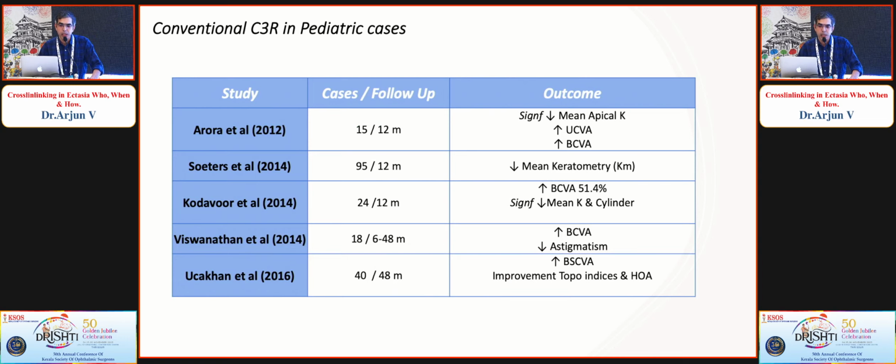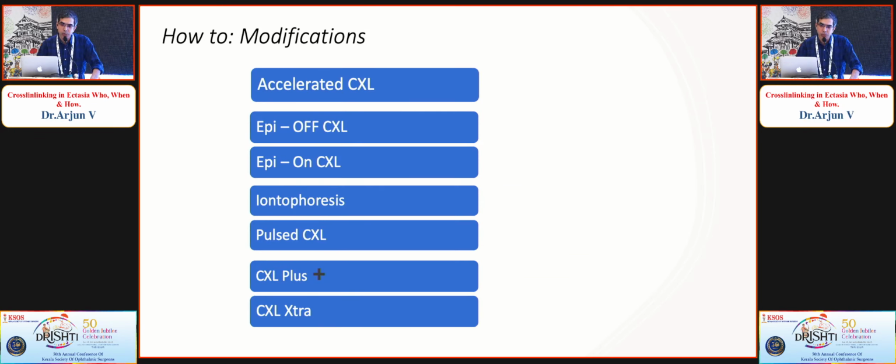Over the years, the conventional protocol has been proven to be very effective, even in the pediatric population. I specifically mention pediatric because beyond 8 years they can have collagen remodeling and the effect may go, but even then, in our personal studies, we have seen that it has remained stable. So what modifications can you make? The accelerated protocols, epi-on, epi-off, iontophoresis, pulsed CXL, and the plus procedures.